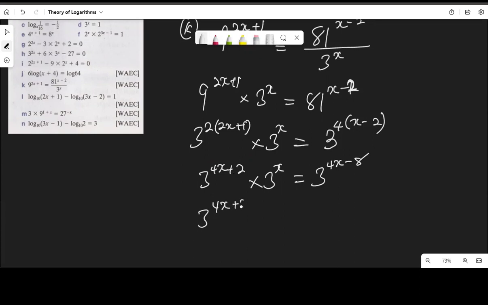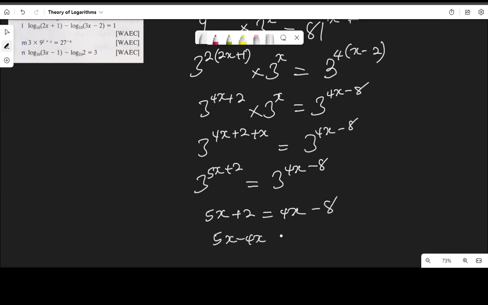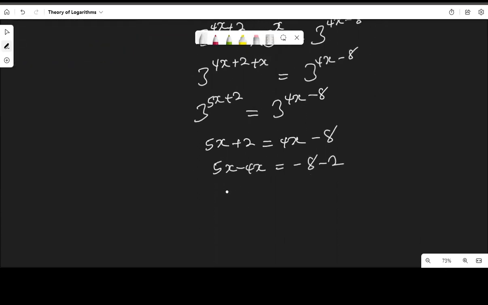I'm applying the first law of indices, for the 3 to the power of 4x minus 8, 4x plus x is 5x, so I have 3 to the power of 5x plus 2 is equal to 3 to the power of 4x minus 8. The bases are the same, so we put the powers: 5x plus 2 equal to 4x minus 8. Collecting like terms, 5x minus 4x equal to negative 8, this 2 comes here and becomes minus 2. So that's 5x minus 4x is x equal to negative 10.